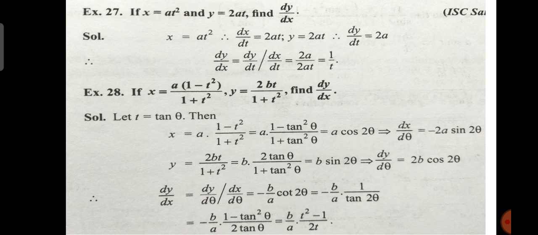Okay, like that. You just have to remember that equation: dy by dx is equal to dy by dt divided by dx by dt. Okay.